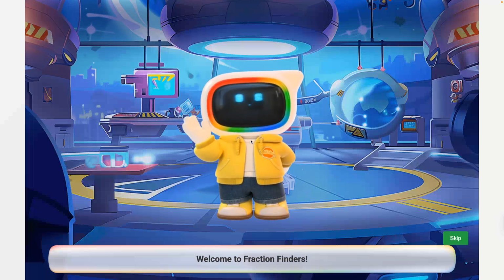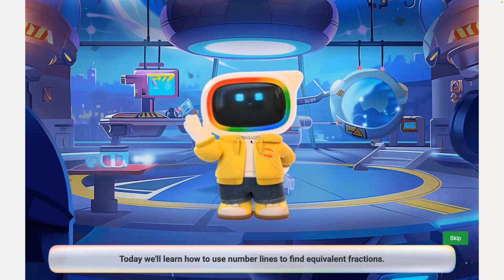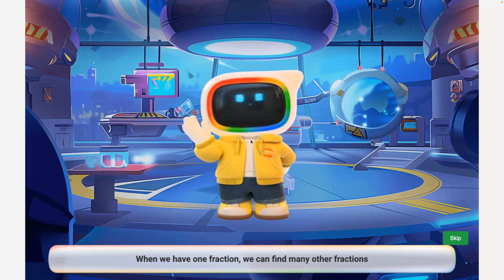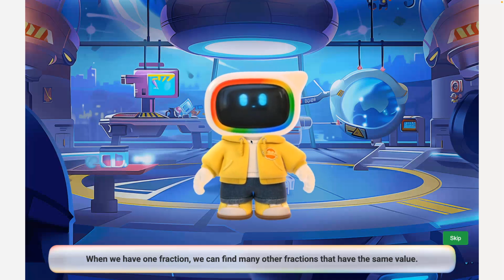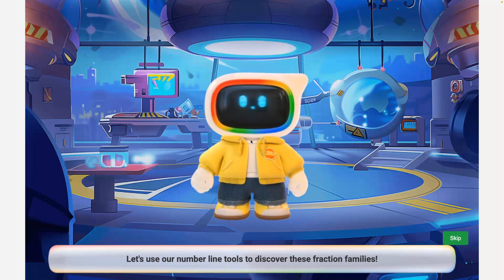Welcome to Fraction Finders. Today we'll learn how to use number lines to find equivalent fractions. When we have one fraction, we can find many other fractions that have the same value. Let's use our number line tools to discover these fraction families.